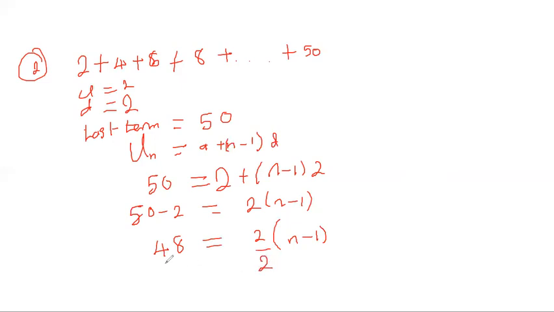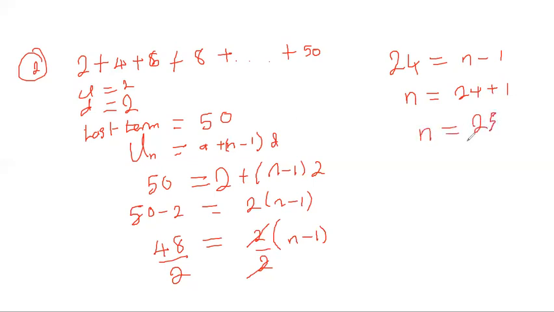So here we can divide by 2. What is 48 divided by 2? 24. Is equal to n minus 1. So finally our n is 24 plus 1, and n is 25. So I guess you will not find many challenges with finding n.